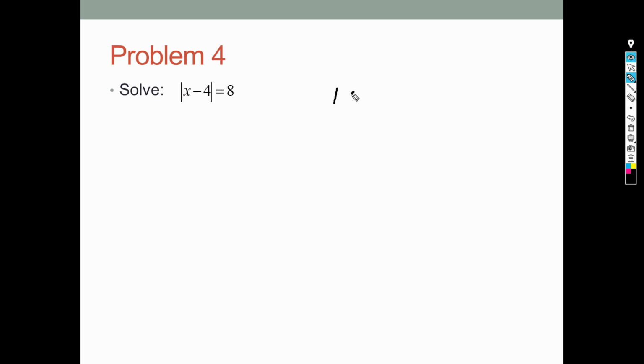So it's important to know the main definition. The absolute value of x, of any number, will be x if x is greater than or equal to 0. It'll be the opposite, or minus x, if x is less than 0.